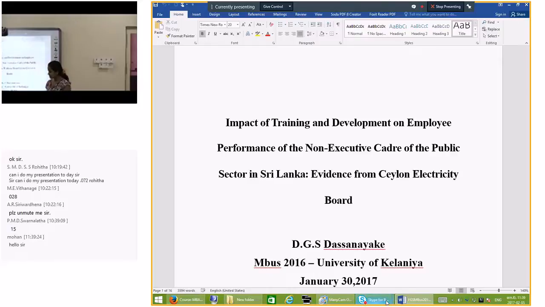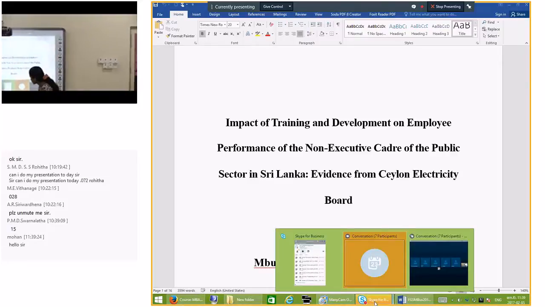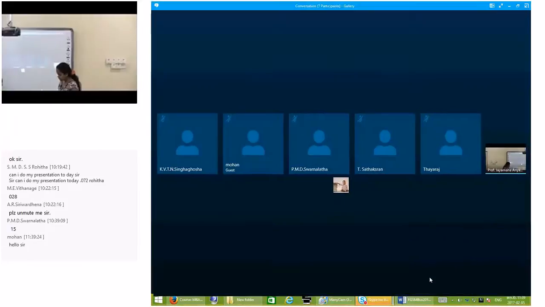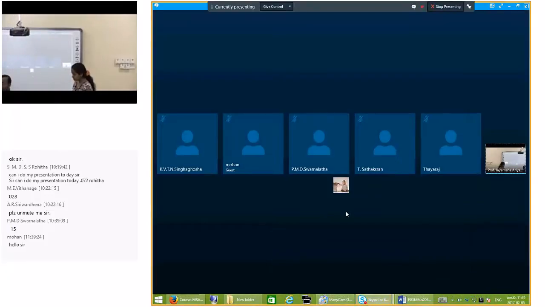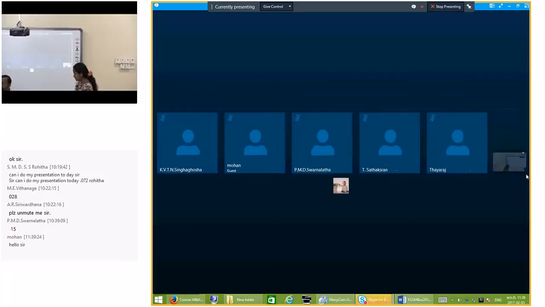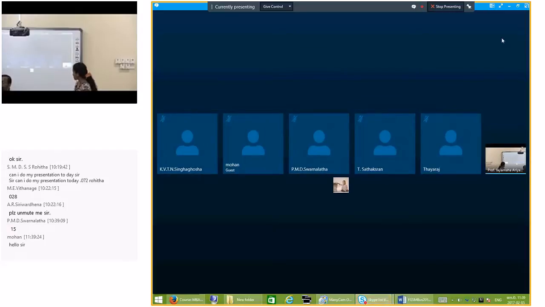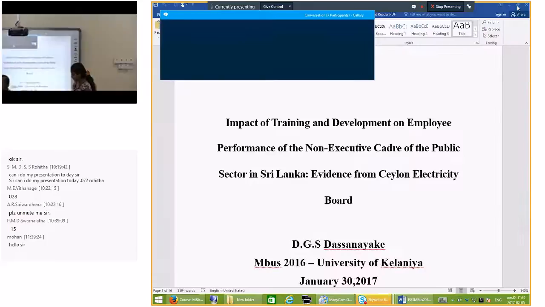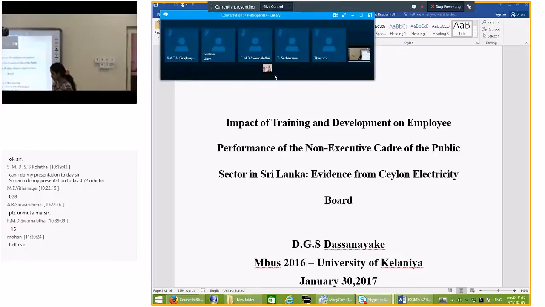Topic is its impact of training and development on employee performance of the non-executive cadre of the public sector in Sri Lanka. I'm planning to do this as a case study from Ceylon Electricity Board.